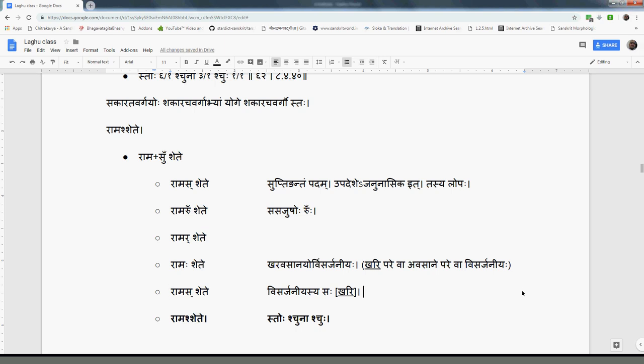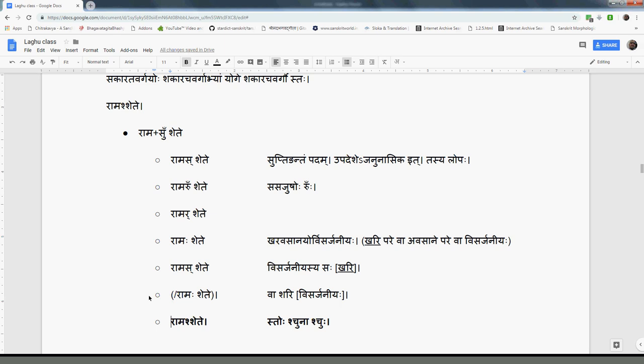So by Vashari, optionally, I'll put it in brackets, you will get Ramaha Shete. Why? Due to Vashari Visarjaniya. If you apply this sutra, Vashari, then Visarjaniyasya Saha, only va vibhashaya, will not apply. Therefore, it will come back to Visarga. And if Visarga exists, then this sutra, Stoh Shchunaa Shchuh, cannot apply. Therefore, you will have two forms, Ramashyete or Ramahashyete.